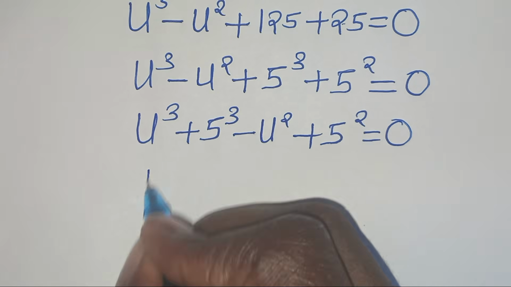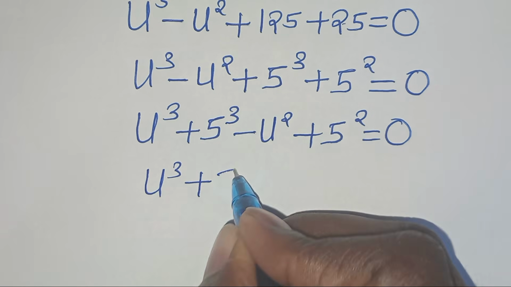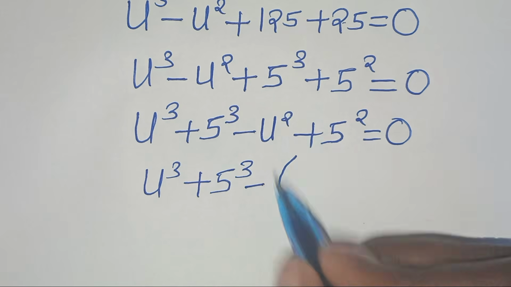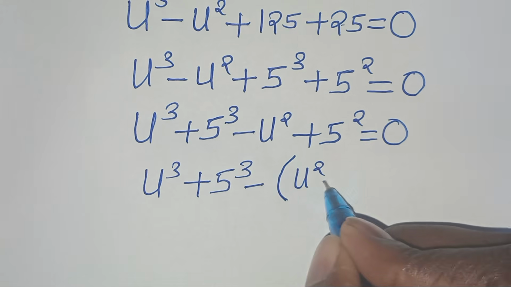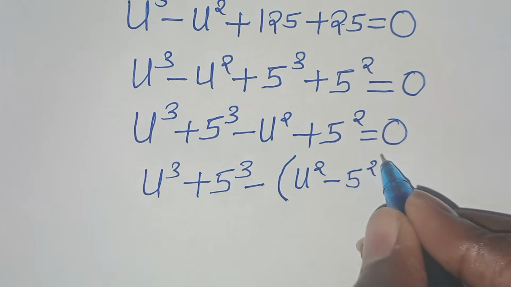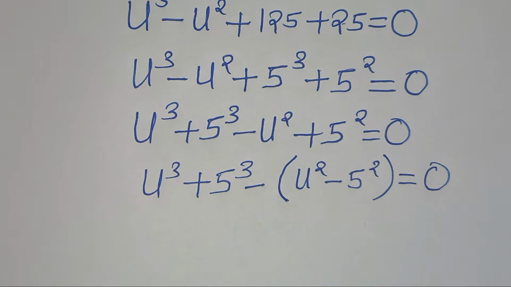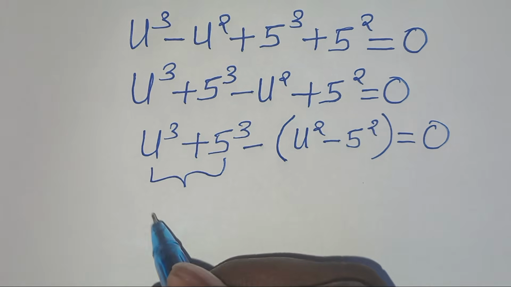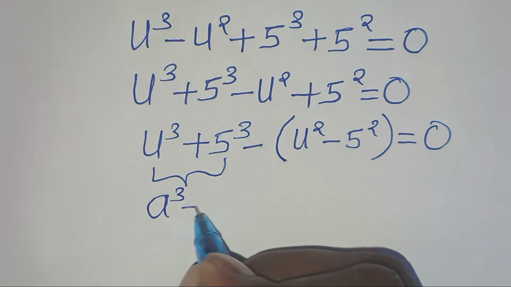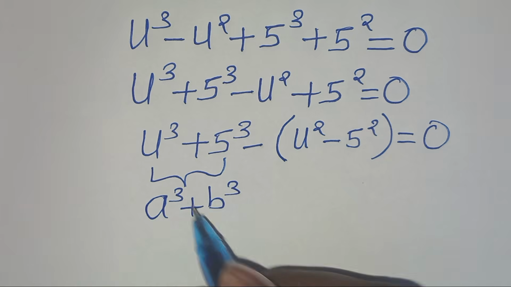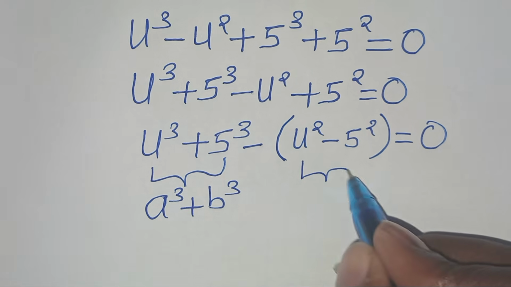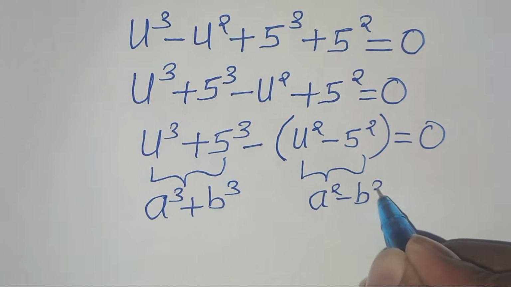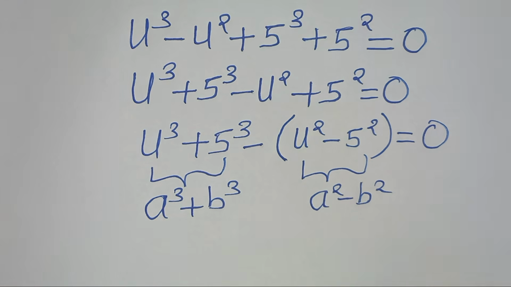So this is u to the power of 3 plus 5 to the power of 3, subtract, in the parentheses, u to the power of 2 minus 5 to the power of 2, equal to 0. So we have got two parts here. The first part is actually the sum of two cubes, expressed as a to the power of 3 plus b to the power of 3. The second part here is the difference of two perfect squares, expressed as a squared minus b squared.